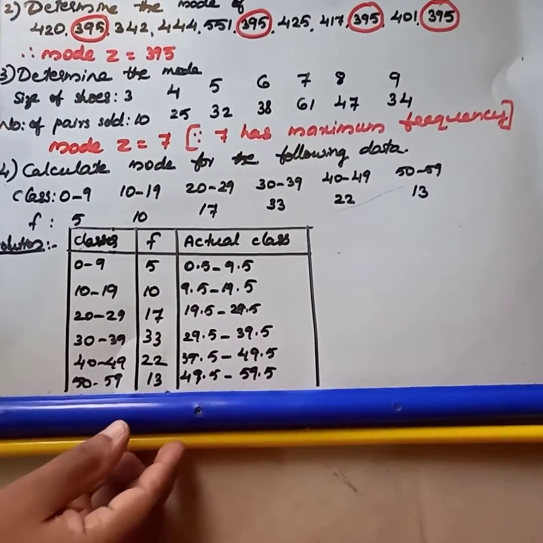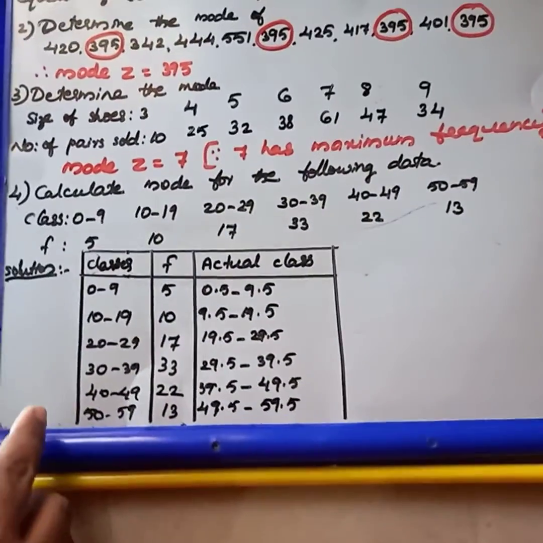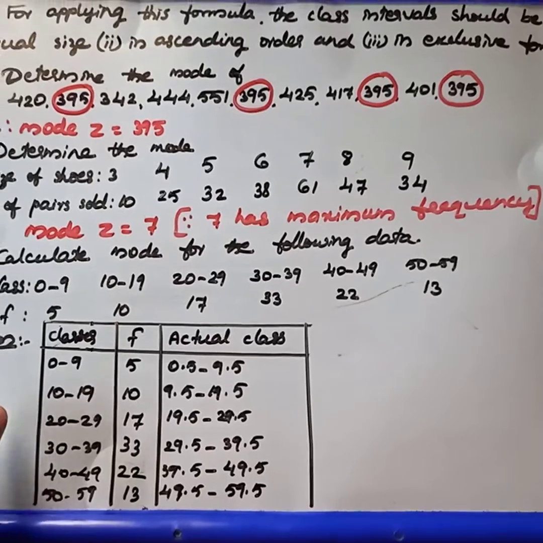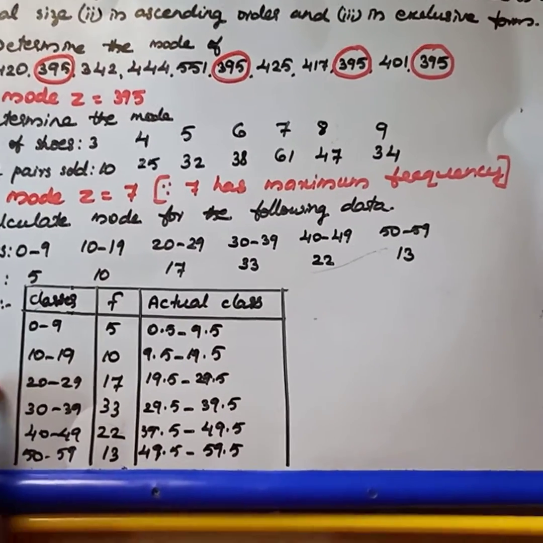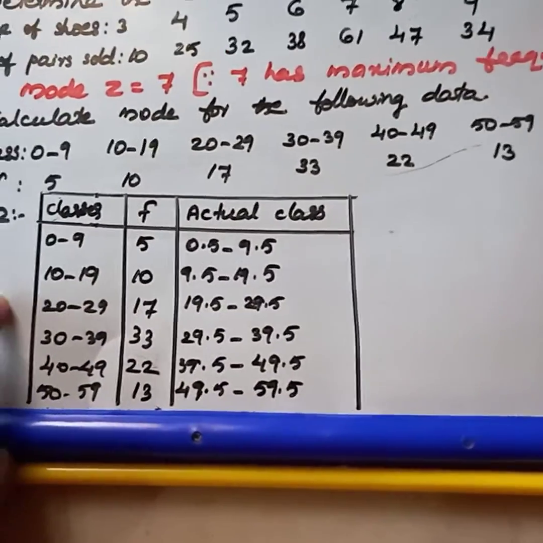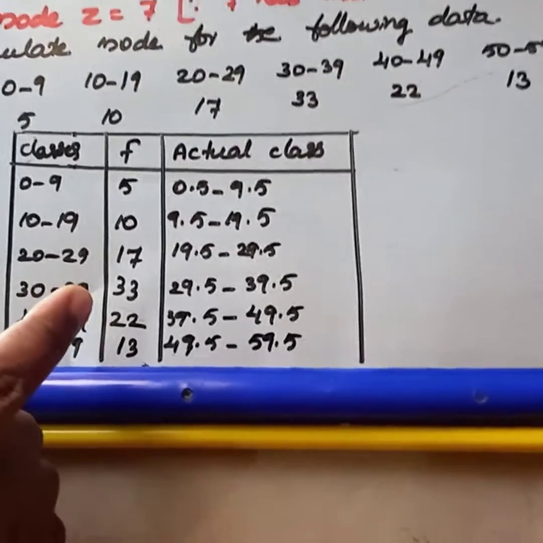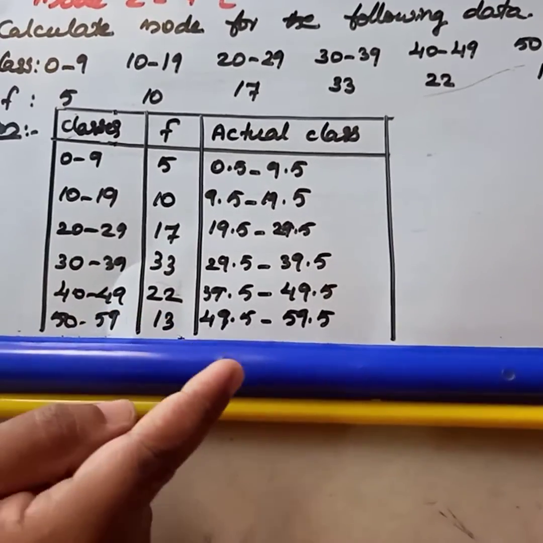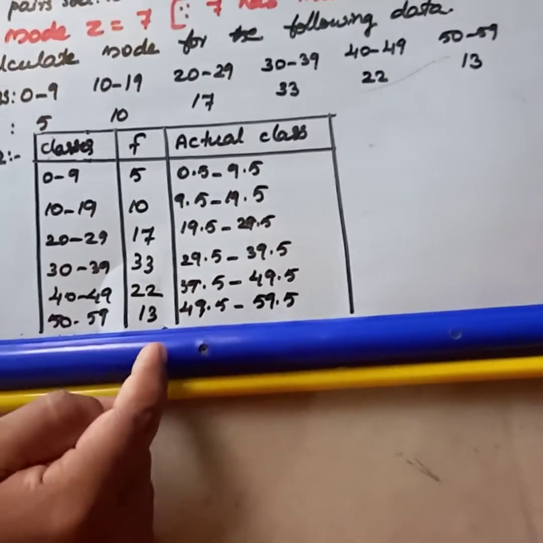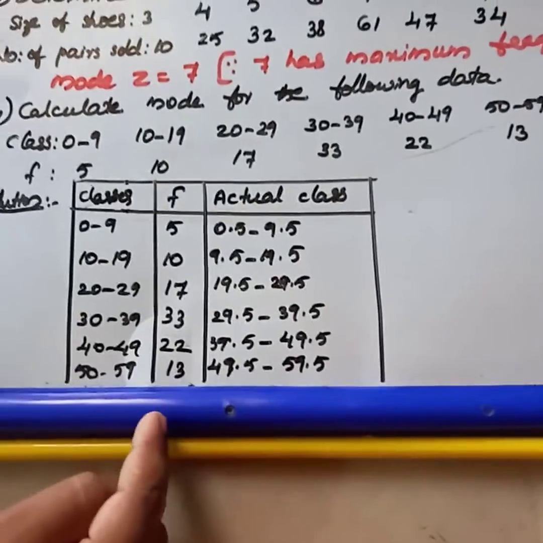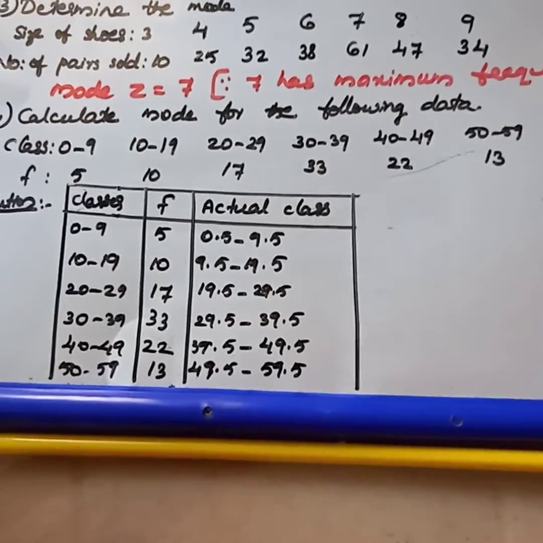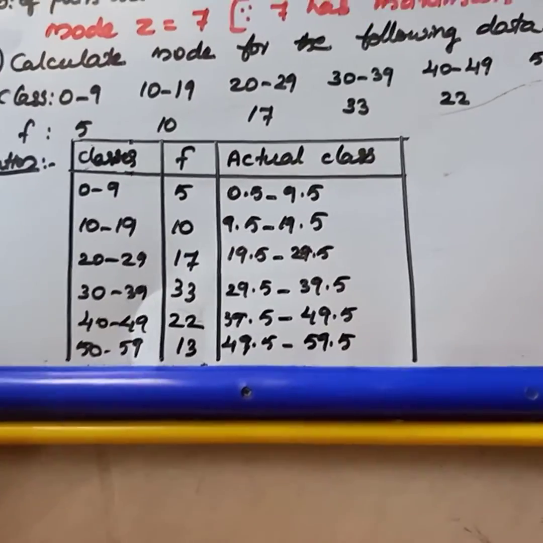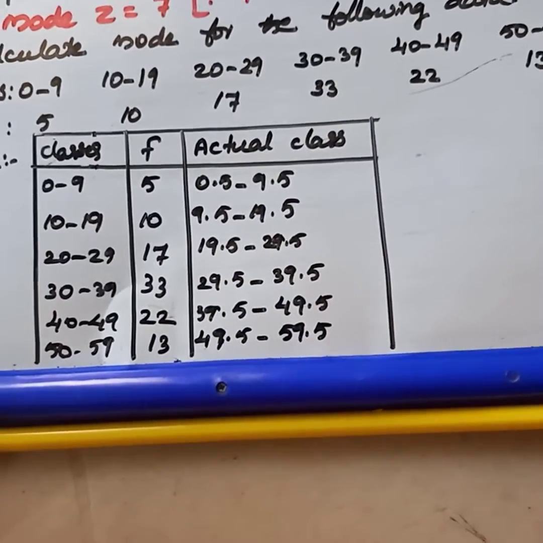Solution. You have to make a column like this: class and corresponding frequency. Here 0 to 9, second one 10 to 19. So we have to make the actual classes: 0.5 to 9.5, then 9.5 to 19.5, 19.5 to 29.5, 29.5 to 39.5, 39.5 to 49.5, 49.5 to 59.5.